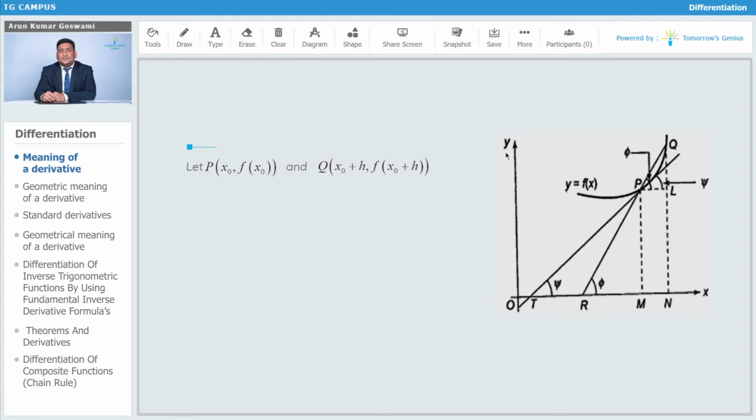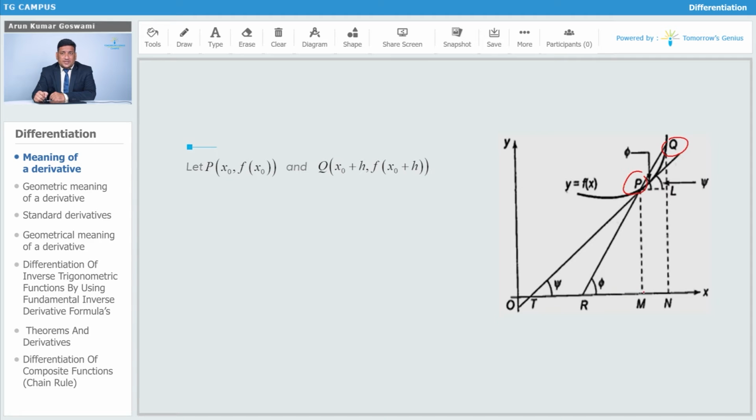Guys, let's see how the derivative works. Basically, we can say the geometrical meaning of derivative. As you can see in this diagram I have drawn here, there is a point P and there is a point Q. Suppose we are moving from point P to Q, definitely there will be a change in dimensions.